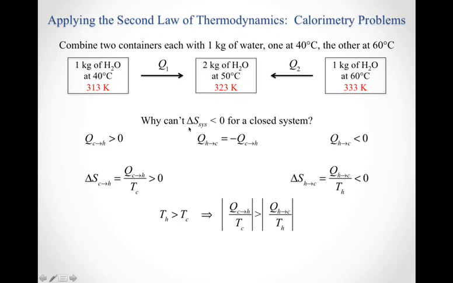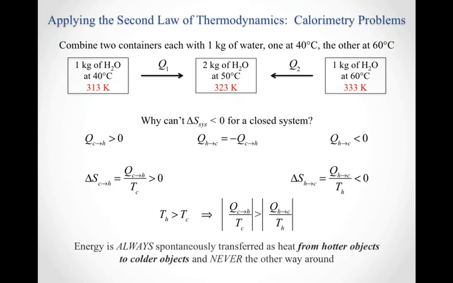So saying that the entropy change for a closed system can never be negative is another way of saying that the energy always is spontaneously transferred as heat from hotter objects to colder objects and never the other way around. So you can think of this as, again, a reformulation of the second law of thermodynamics.